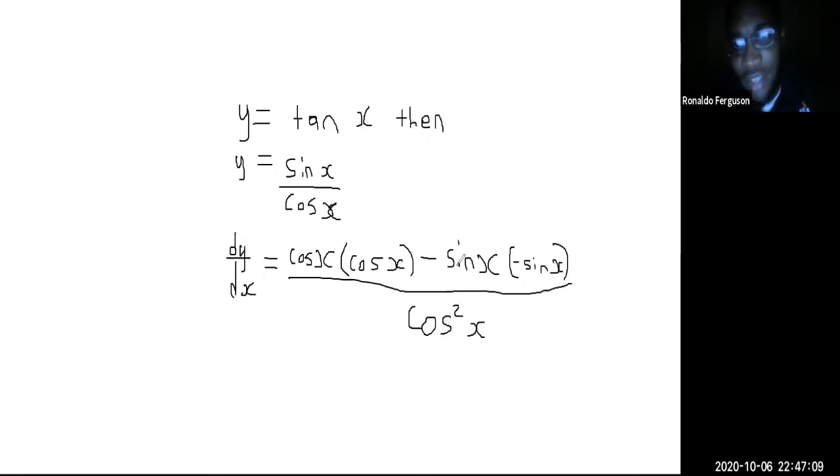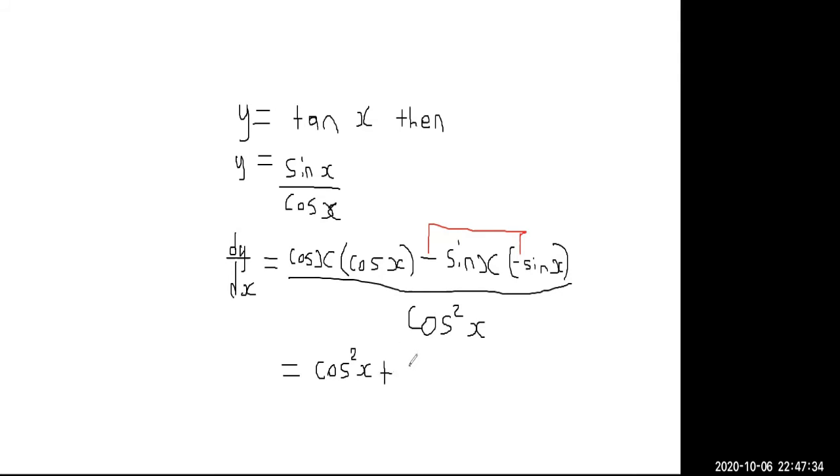Now right here, the minus and the minus make it become plus, right? Yes. We multiply two negatives, we get plus. And so what we're getting is cos times cos x becomes cos squared x. And then sine times sine x becomes what? Plus sine squared x.